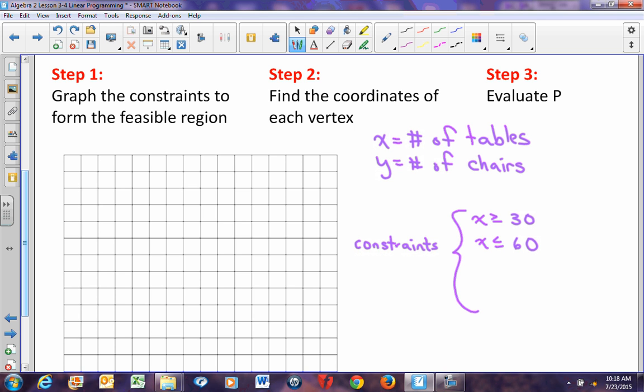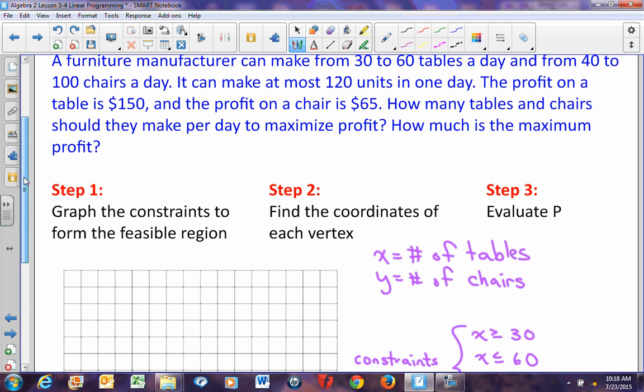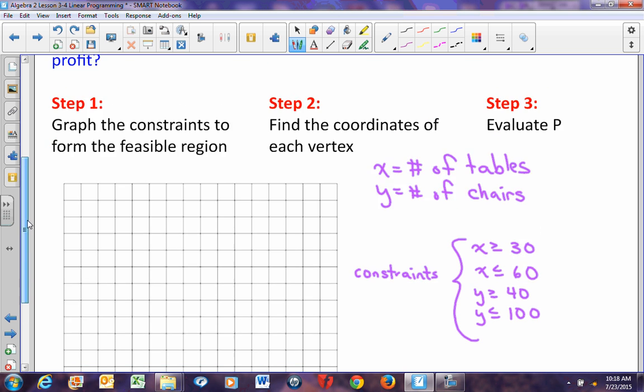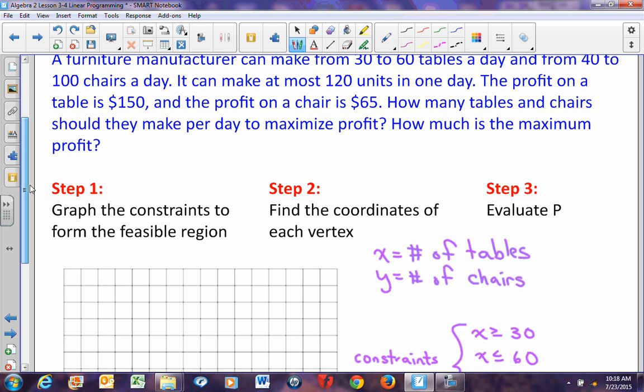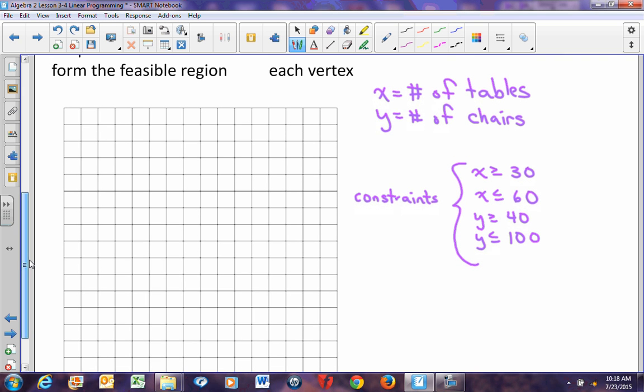And then if we go back up to the question, the next thing says they can go from 40 to 100 chairs in a day. So for chairs, y is greater than or equal to 40, and y is less than or equal to 100. And then the last constraint says they can make at most 120 units in a day. So the number of chairs plus the number of tables has got to be a maximum of 120. So x plus y is less than or equal to 120. So there's all our constraints, which means that's what we're going to graph.